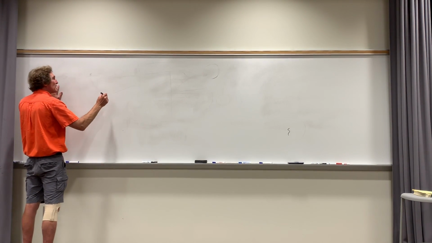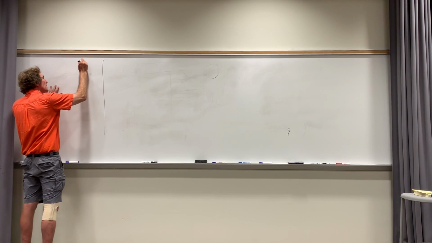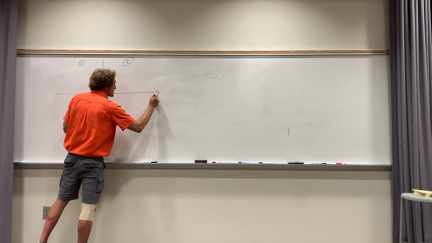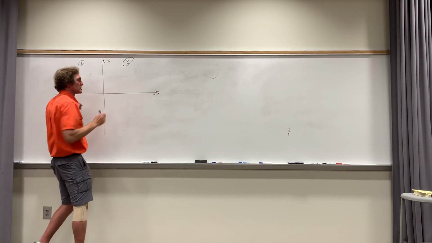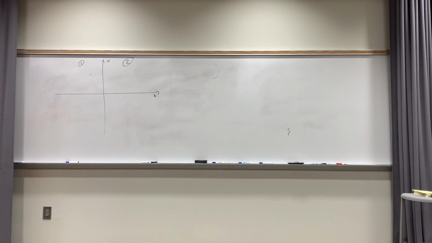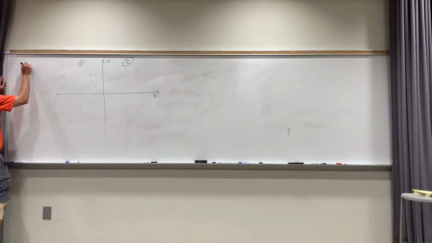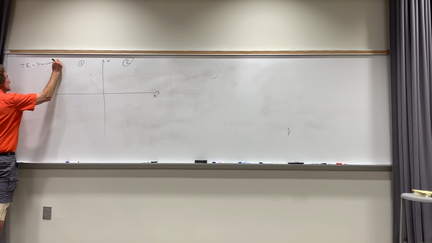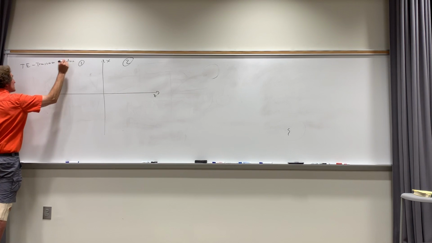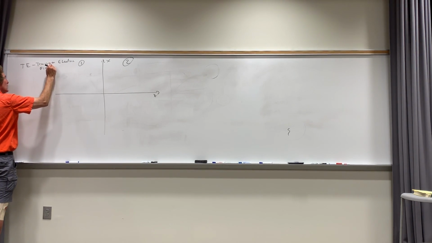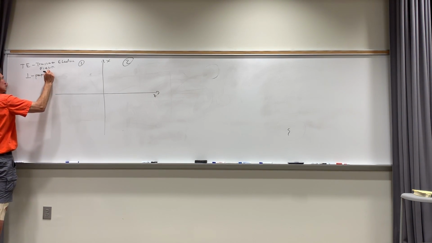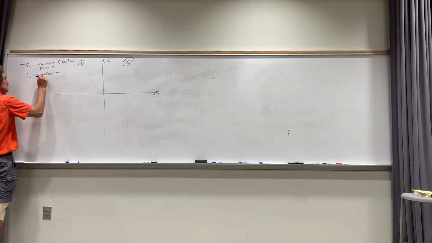Suppose I have a media. This is going to be media 1 and media 2. And then draw a straight line through there. Call this the z direction. Let's let that be the x direction. Now, I'm going to do this in the simplest possible way. This is called transverse electric field, or perpendicular polarization.